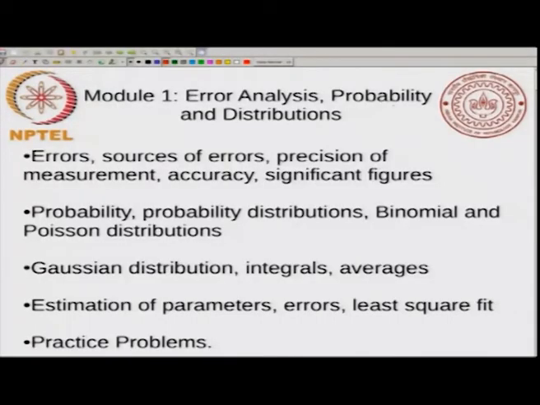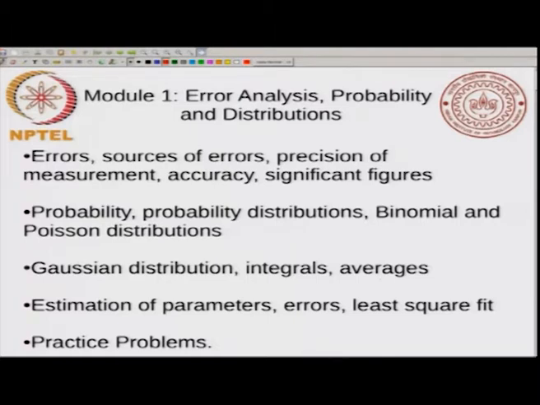In the first part of this course, we will be talking about error analysis, probability and distributions. Now, in this course, we will talk about errors, the sources of errors, precision of measurement, accuracy and significant figures. Then I will talk about probability, probability distributions, the binomial and Poisson distributions. Then I will talk about Gaussian distributions, integrals involving Gaussian distributions and averages involving Gaussian distributions.